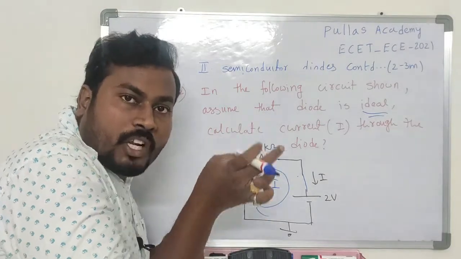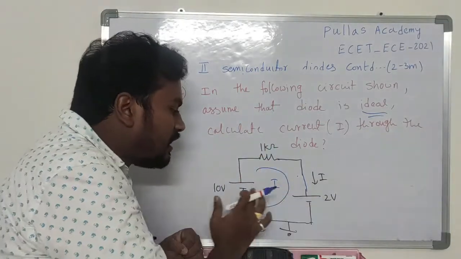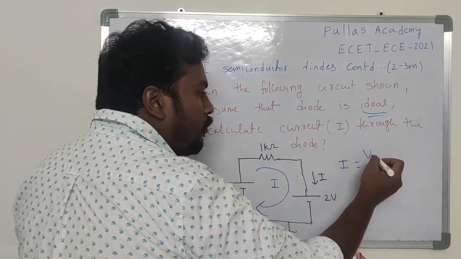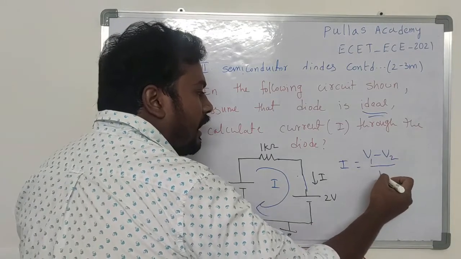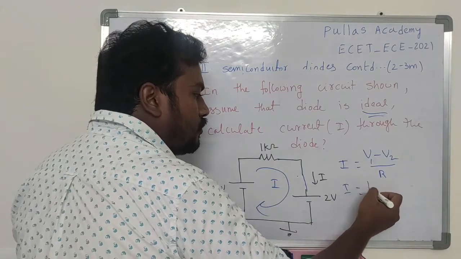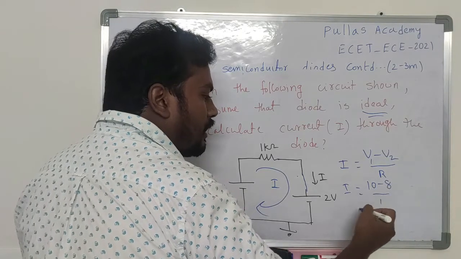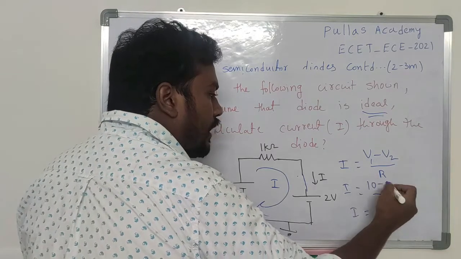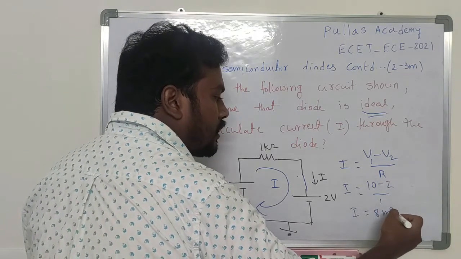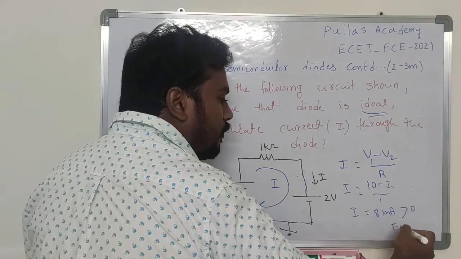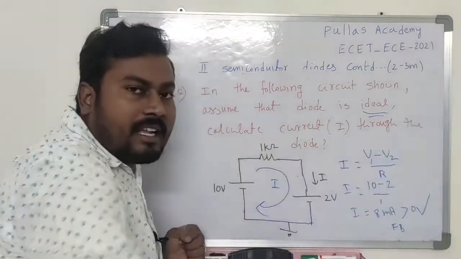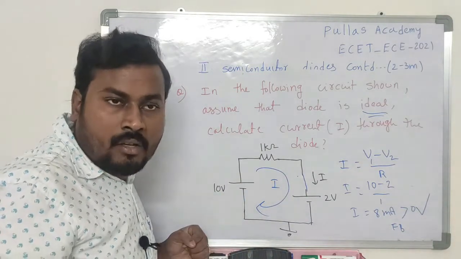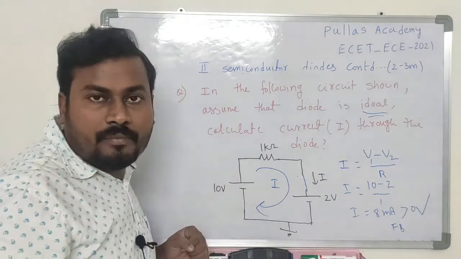That V is the potential difference. So what is the potential difference here? V1 minus V2. So I is equal to V1 minus V2 by R, and I is equal to 10 minus 2 by 1. It is 8 milliamperes and it is more than 0. The diode is forward biased. So our calculations are correct, if this is a positive value. Okay.